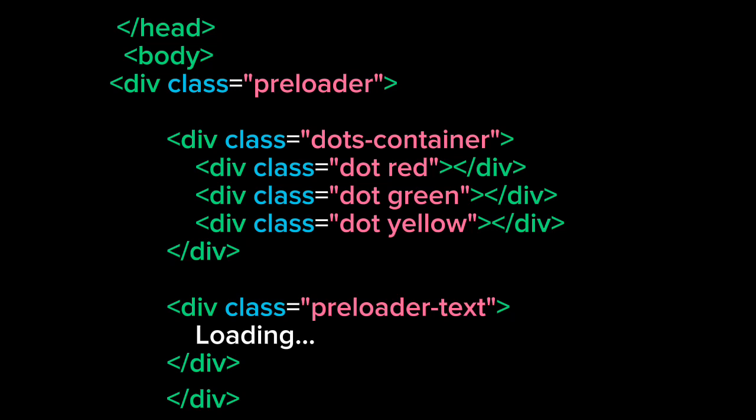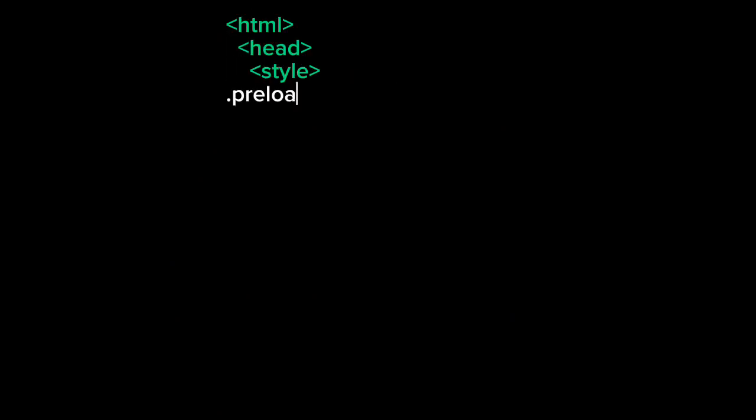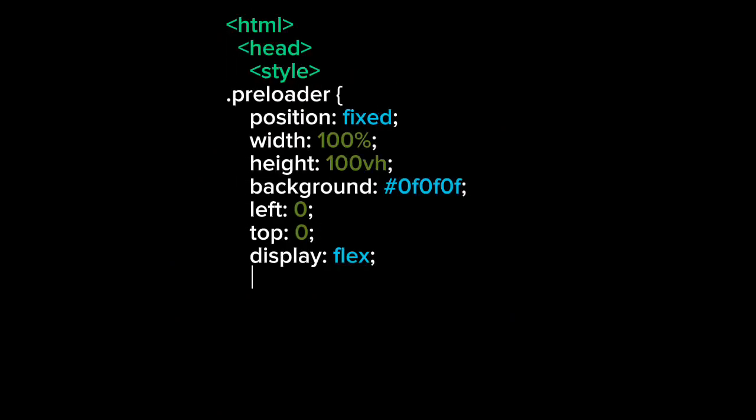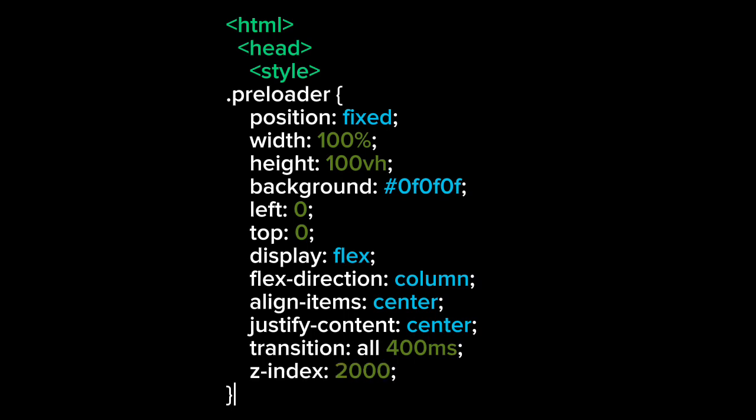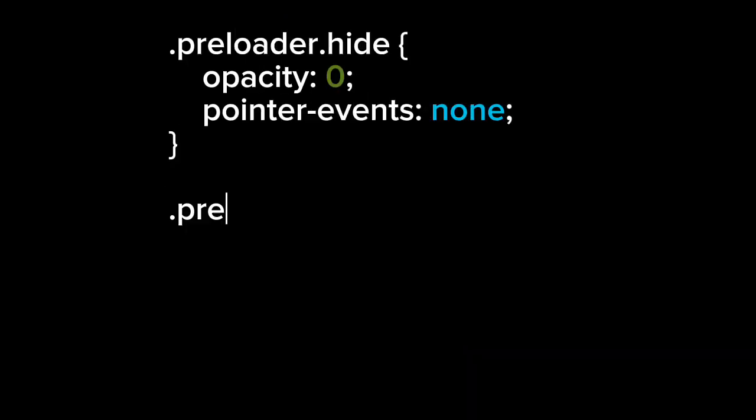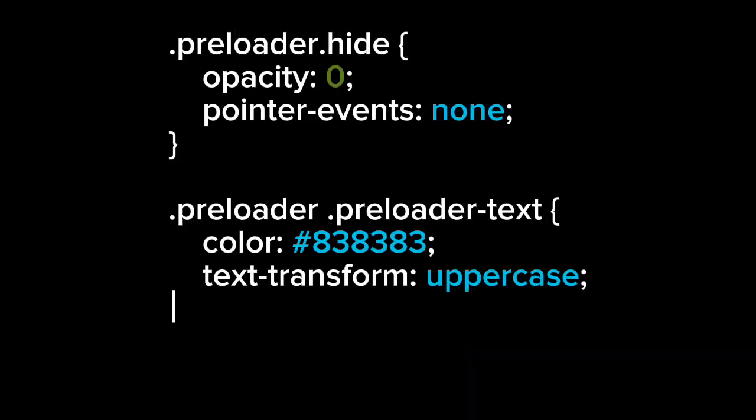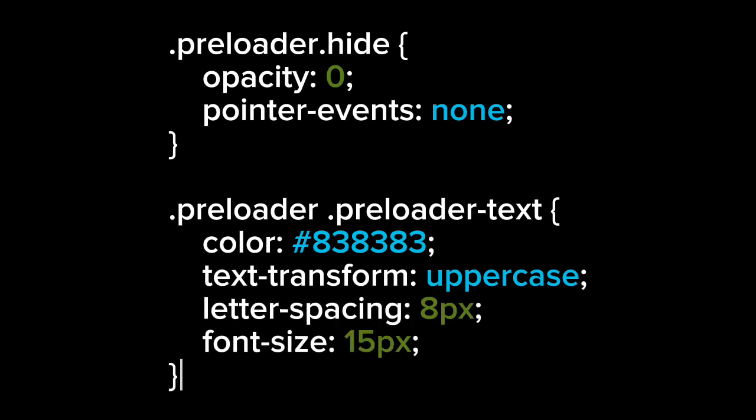CSS styling for preloader animation. Now that we've examined the HTML structure, let's move on to the CSS styling that brings our preloader animation to life. We start with the .preloader class selector. It positions the preloader container and sets its background color to a dark shade, #0f0f0f. The .preloader text class selector styles the text inside the preloader container.